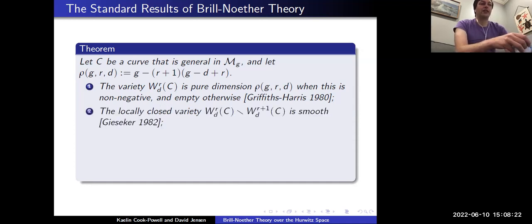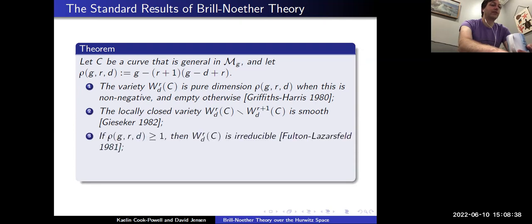If you look at the set of line bundles whose H naught is exactly R plus 1, not larger, that locally closed variety is smooth. That's known as the Gieseker-Petri theorem. It was proven by Gieseker in 1982. If the expected dimension is at least 1, then this variety is irreducible. Proven by Fulton and Lazarsfeld.